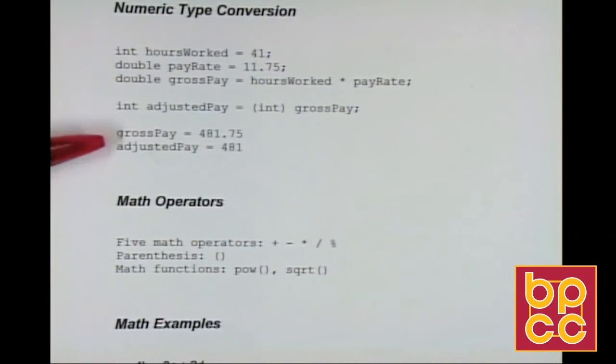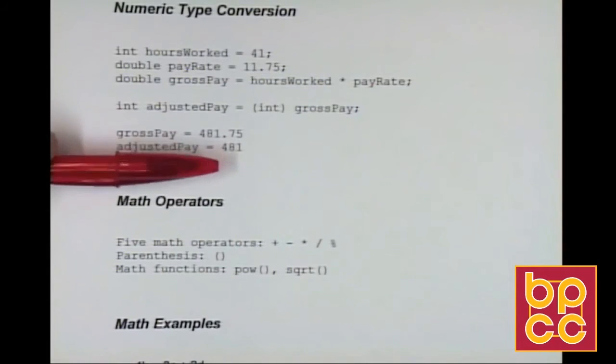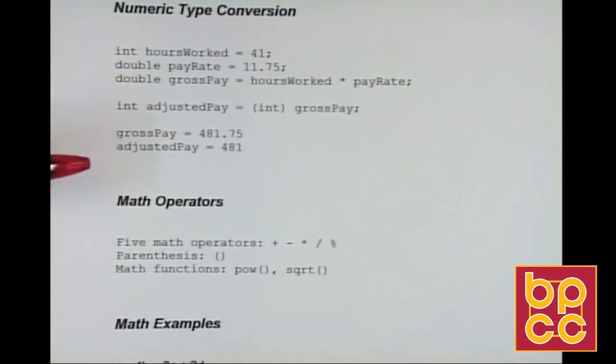Let's say, for instance, gross pay in this case is 481.75. Adjusted pay will be 481. Now you'll notice it did not round up to 482. Anytime you convert to an integer value, it does an operation called truncation, meaning whatever the decimal value is here, it just gets chopped off and it's gone. And if you want it to round up, you need to use a math function like the round function.